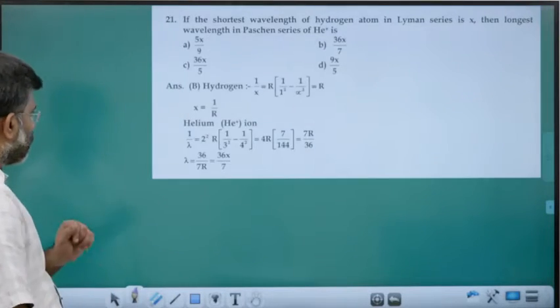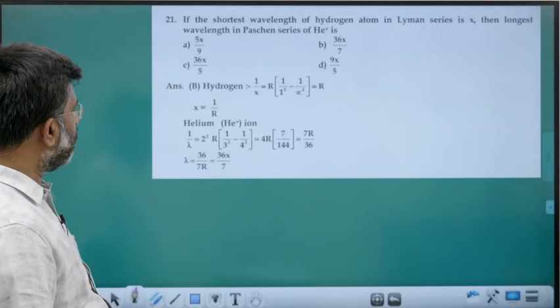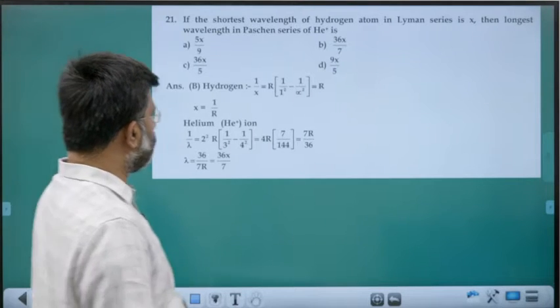How to do it? Apply the Rydberg equation. What is the Rydberg equation?